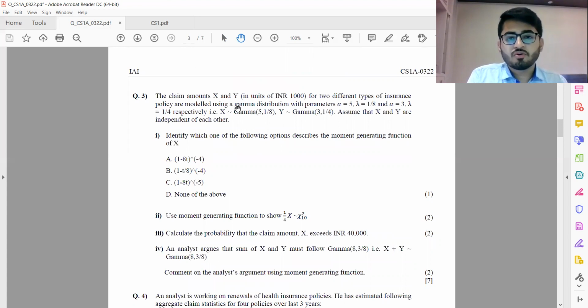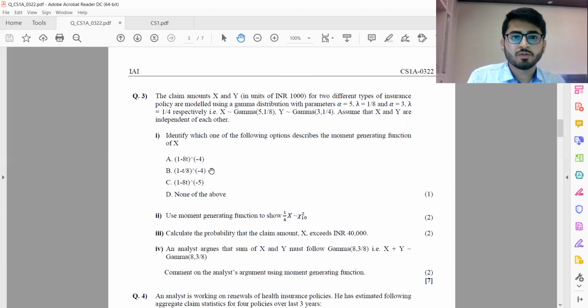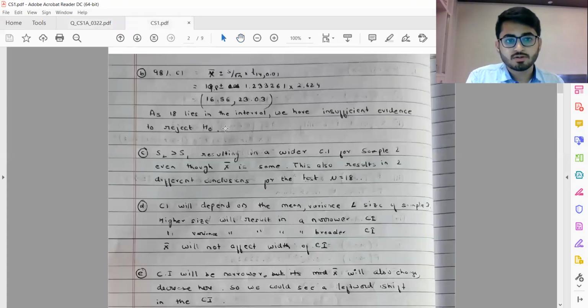Question 3: X follows gamma(5, 1/8), Y follows gamma(3, 1/4). We need to find the MGF of X. So it's direct if you remember the formula: the MGF of a gamma distribution is (1 - t/lambda) to the power minus alpha. And so here we would be getting (1 - 8t) to the power minus 5, which is option C over here.